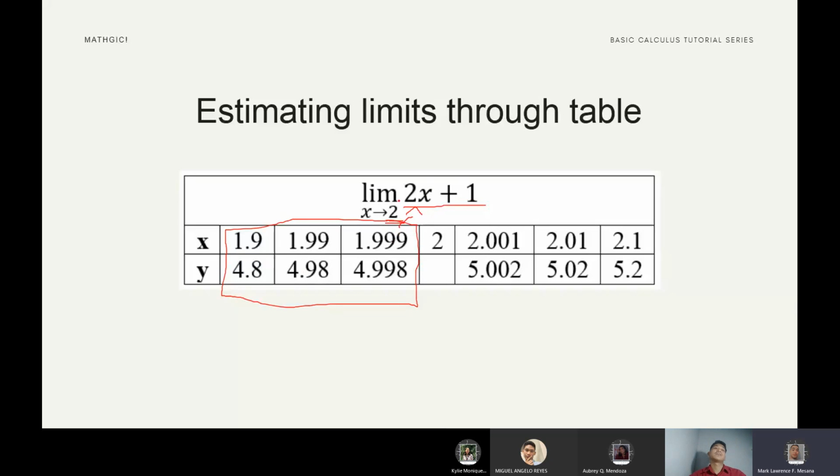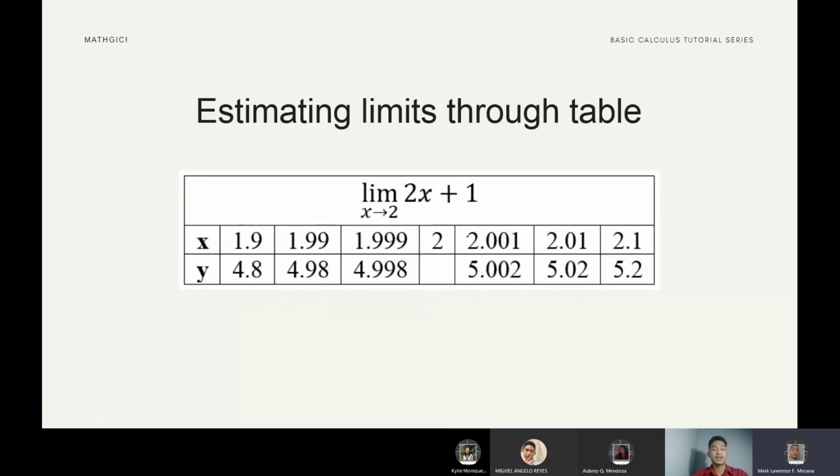If we substitute 1.999 for x, the result is 4.998. So on the left hand side, our value will be less than 2 but closer to 2. The next is 1.99, the result of which is 4.98. The next is 1.9, the result of which is 4.8. So that's the left hand side.